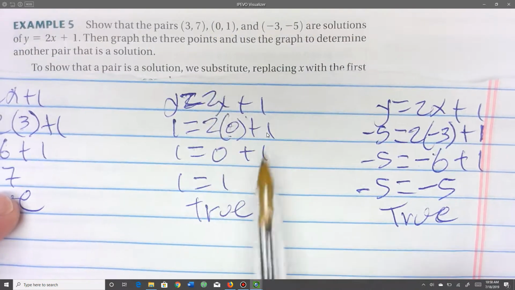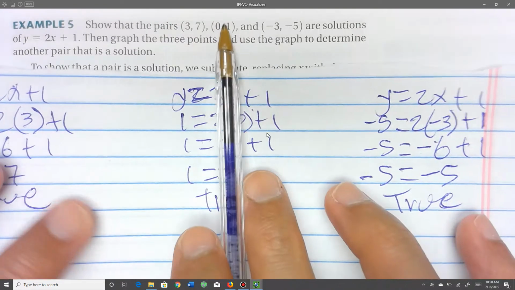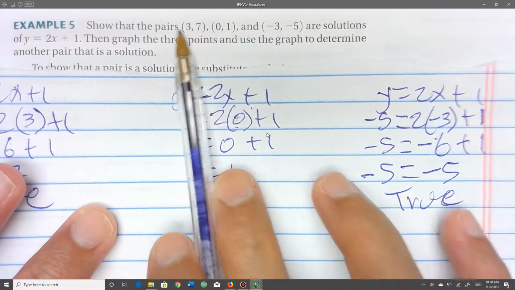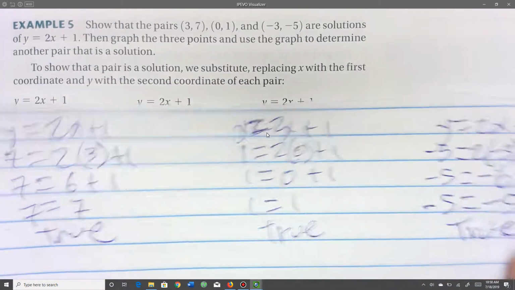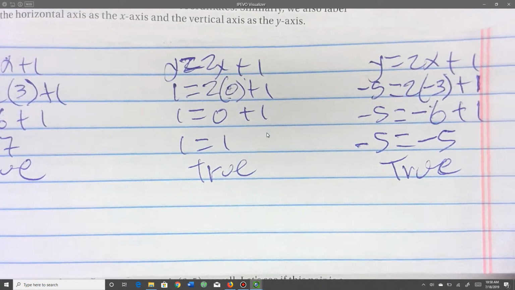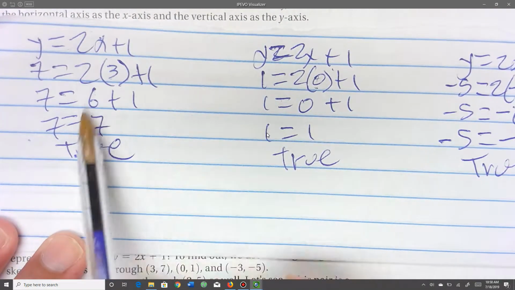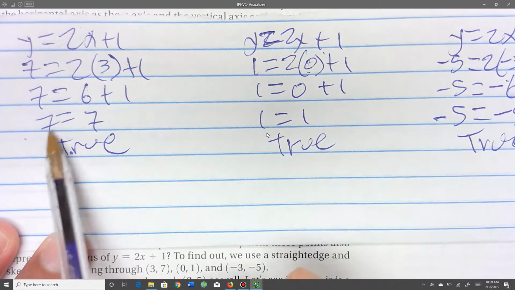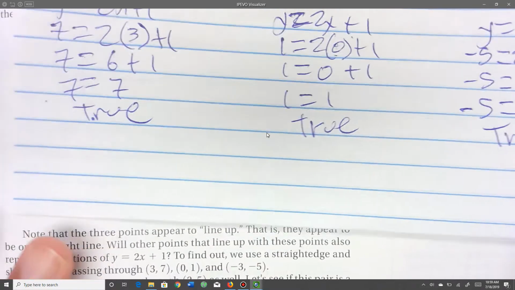And now we are able to plot them, and we know that because these are solutions of the equation. What does that mean? Solutions of the equation? Well, we already said that it meant making the equation true. Ordered pairs that make the equation true. Yeah, that's one way to think about it.